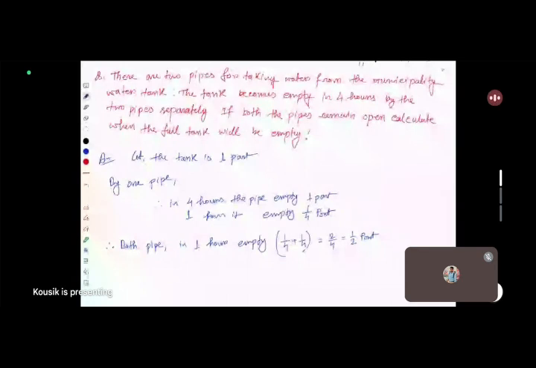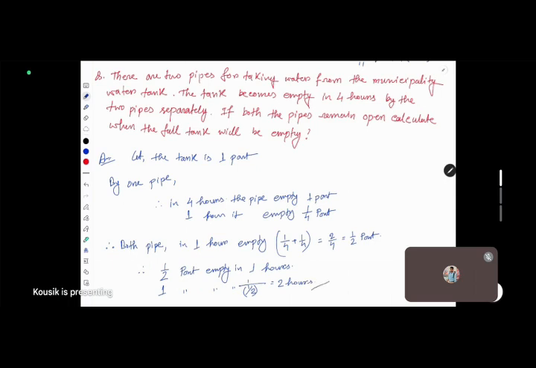One pipe empties the tank in 4 hours. So that means in 4 hours they empty one part. So in 1 hour it empties 1/4 part. So both pipes in 1 hour empty 1/2 part. So 1/2 part is emptied in 1 hour. So one part is emptied in 1 divided by 1/2, that means 2 hours. This is the answer.